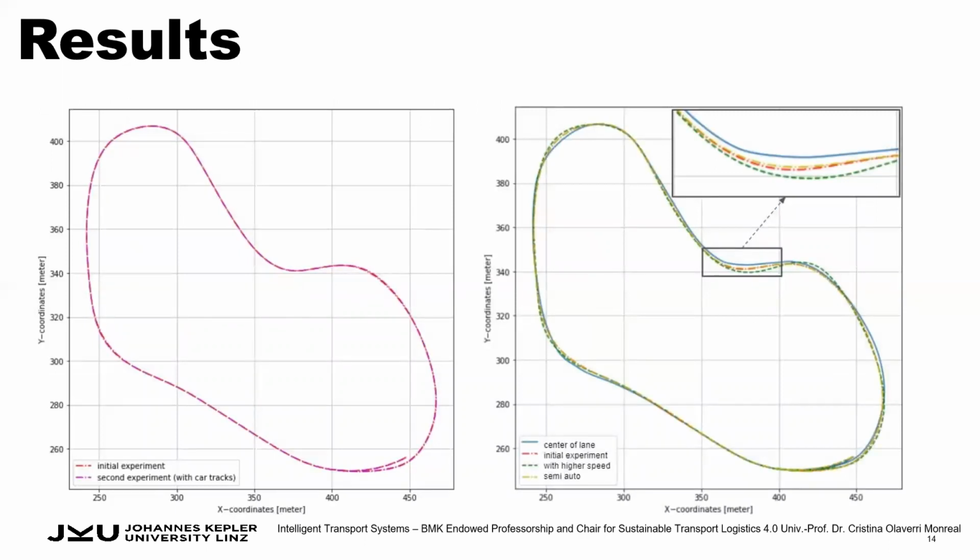Here are some more visually intuitive representations. On the left are the trajectories recorded from the first 2 tests. As can be seen, they overlapped perfectly. On the right side is the comparison of the deviation of each test to the center of the lane. As can be seen, the green line, which is the higher speed test, has the biggest deviation.